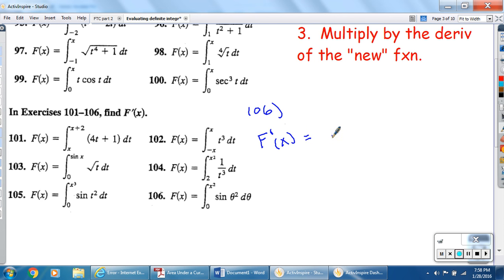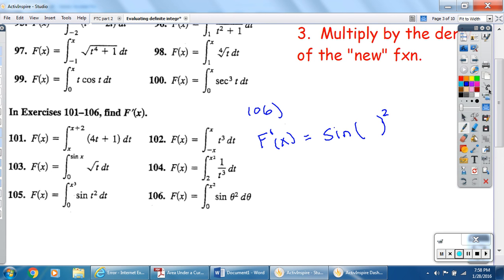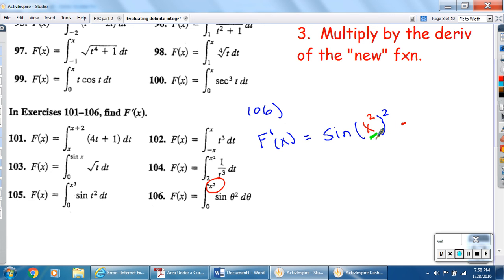Step number 1 is to take out the t. In this case, the t is a theta. So sine of theta, take out that theta, squared, take out the t. Step number 1. Step number 2, put in the new function, and the new function is x squared. Step number 3 is to multiply by the derivative of the new function. The new function is the x squared. The derivative of x squared is 2x.